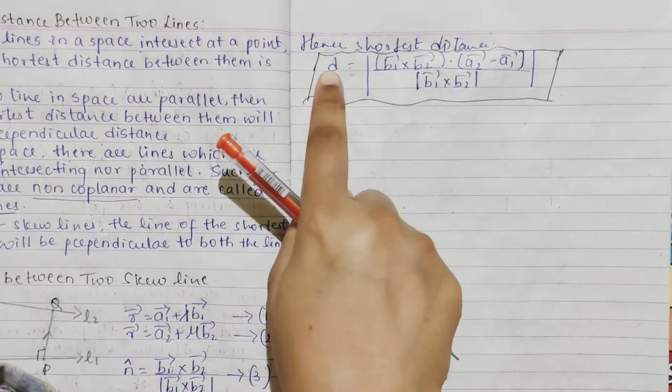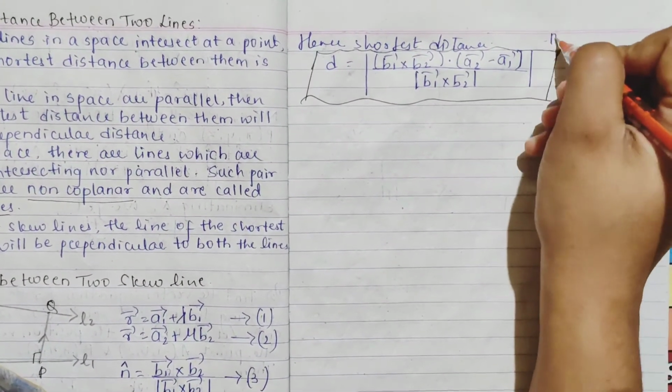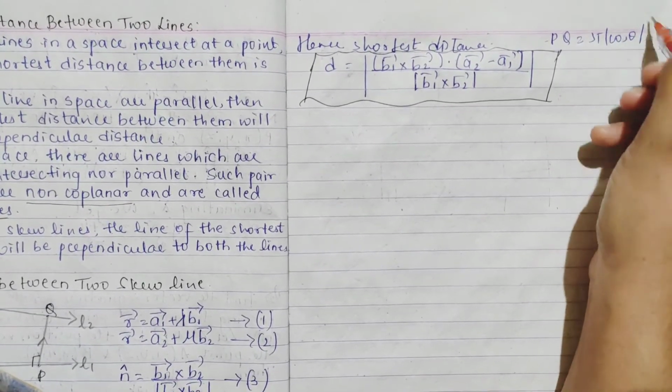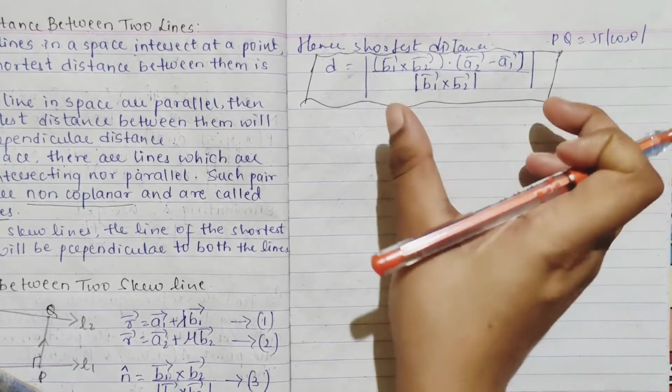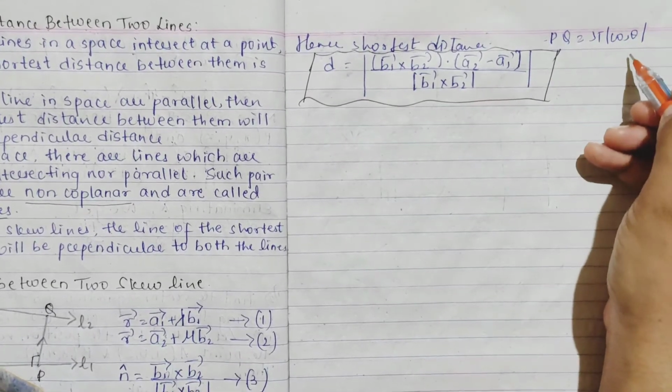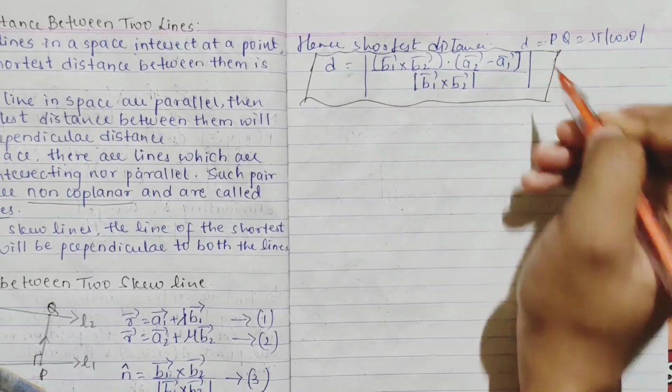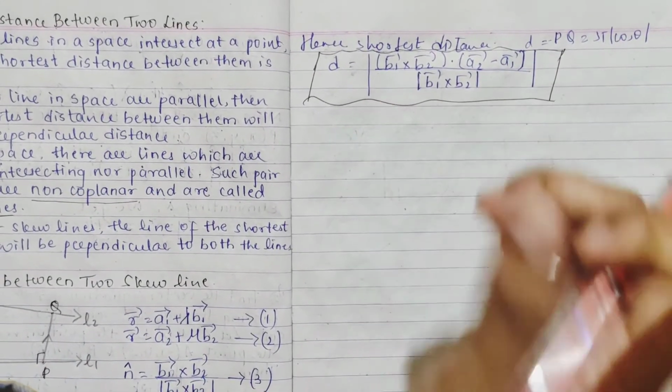Here you can see D directly, which means PQ is equal to ST mod cos theta it was. So your whole cos theta, what you have got, and you had ST also. So this ST gets cancelled and you will be left only with this, okay.